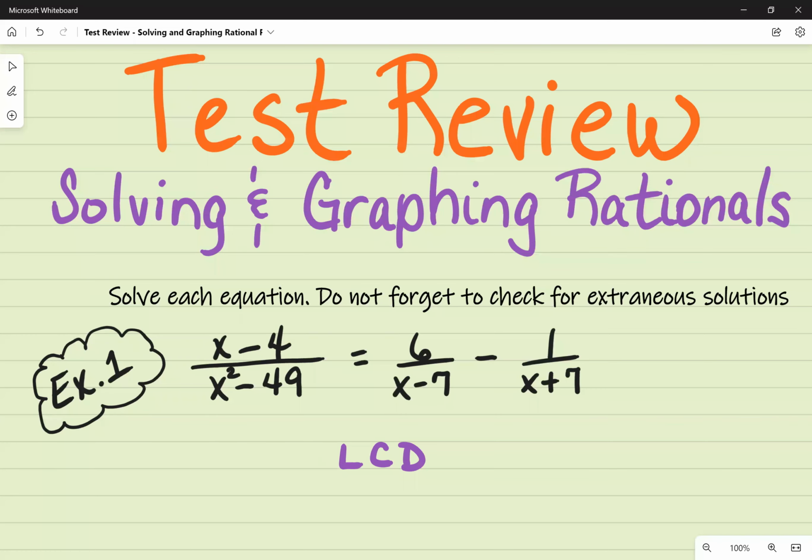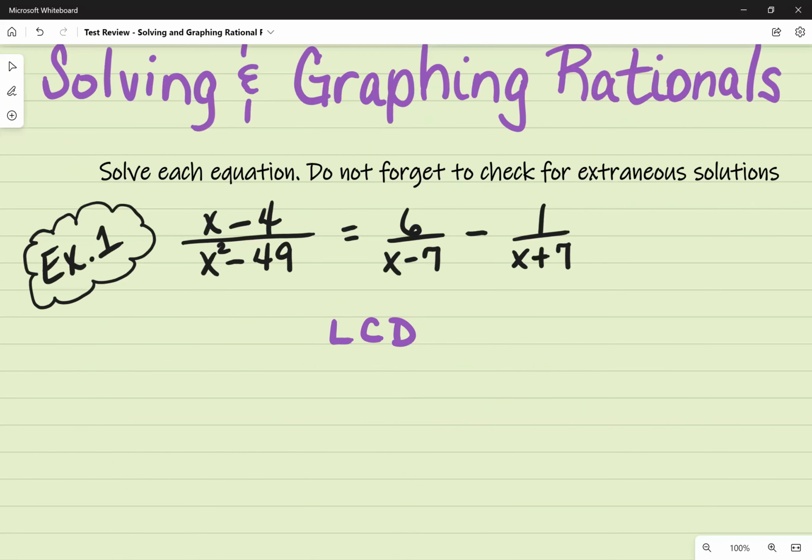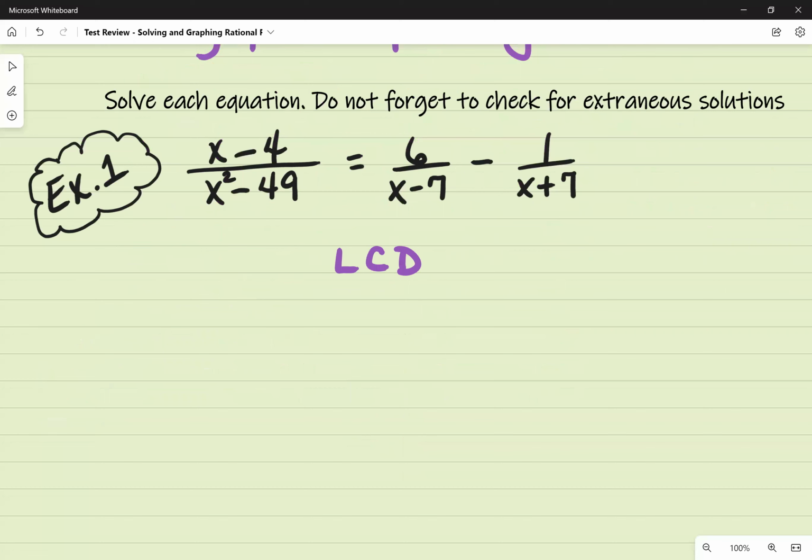This test review will cover solving and graphing rationals. The first three examples, I will show you different ways to solve these rationals. And then on the fourth one, I will demonstrate how to identify characteristics of a graph. So for the first example, I'm going to use the least common denominator method.